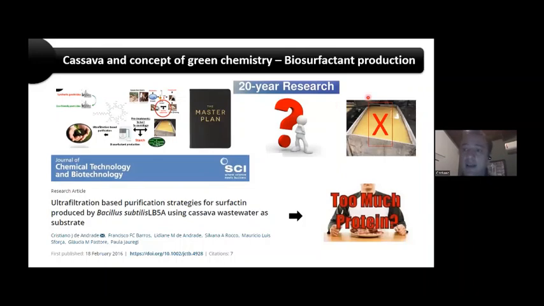So it looks like a real master plan when you think about a free culture medium. We can use it for the biotechnological process, biosurfactant production, and so on. But in 2016, we identified that, on one hand, okay, it's a free culture medium. On the other hand, there is too much protein in this cassava wastewater. And the protein may hamper the purification process when you think about ultrafiltration. So from this point, we have been trying to overcome this problem.